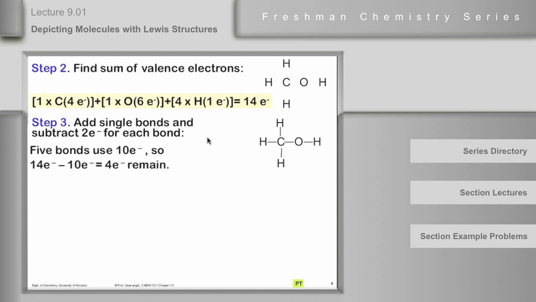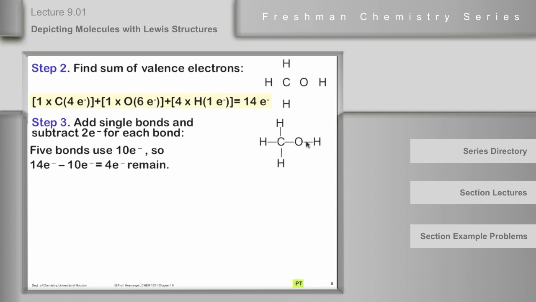Subtract 2 electrons from each. So we started with 14. That's 5 times 2 is 10 electrons. There are 4 electrons left. And we use those 4 electrons to try to achieve an octet or a duet as needed. Well, now the carbon already has 8 electrons. It has an octet, so we don't have to do anything for it. And every one of the hydrogens has a 2-electron bond, so they are in good condition. We don't need to change anything.